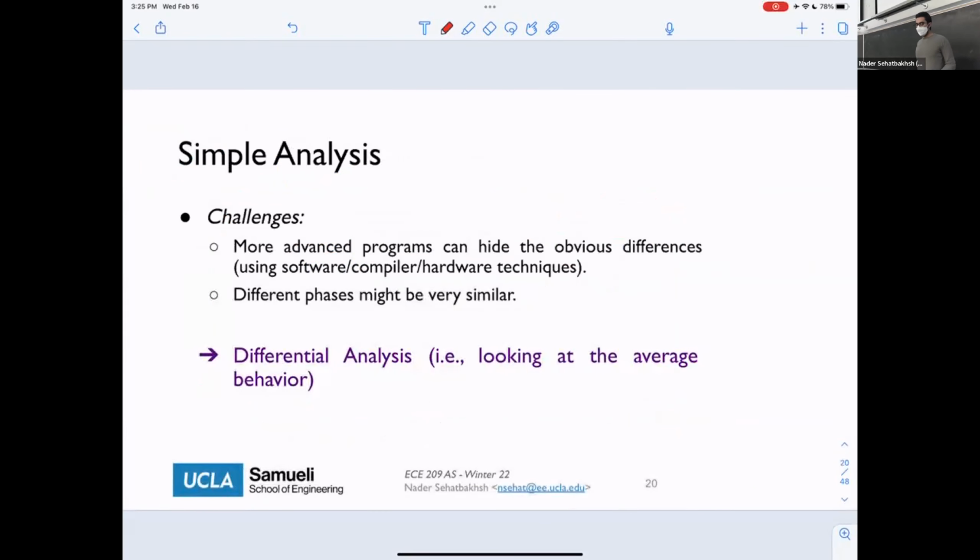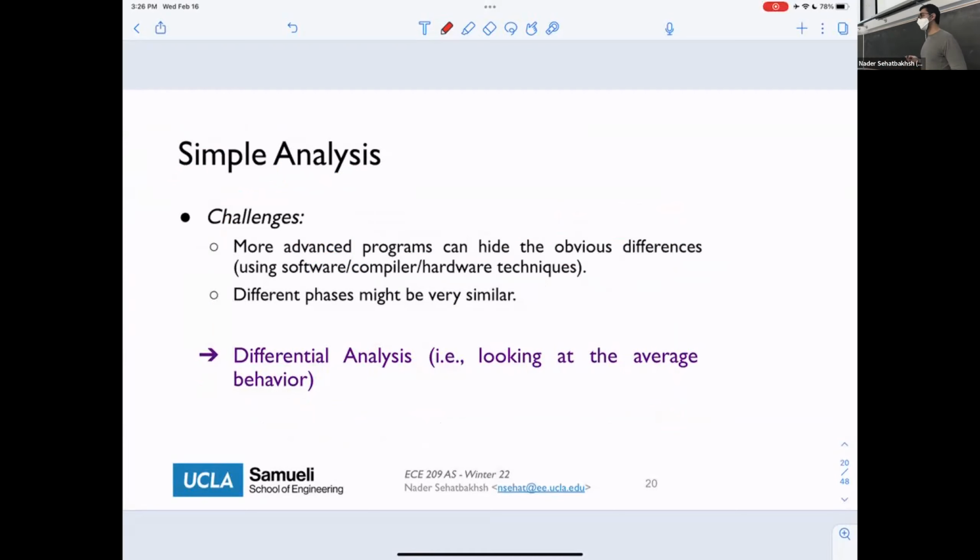The challenge with the simple analysis is that, as the name suggests, it's just very simple. And once physical side channels become more and more mainstream and people get more familiar with them, especially in the 90s and 2000s, they start using techniques to hide these obvious differences between different phases.